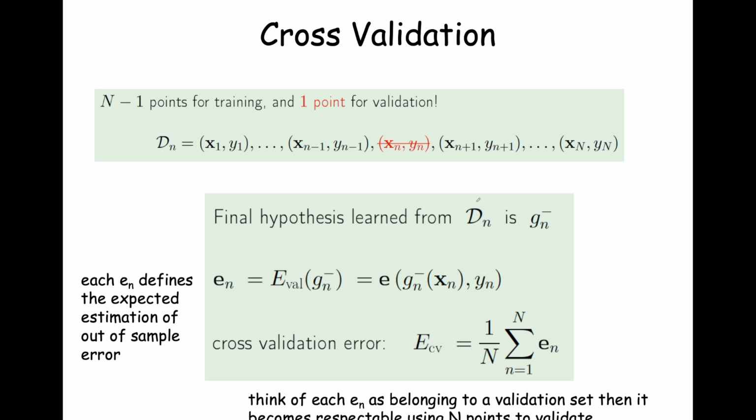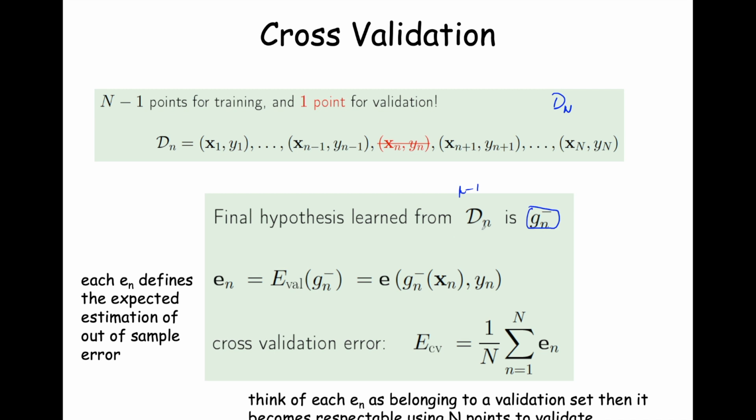And so we're going to have N of these data sets. We're going to have script D1, script D2, script D3, up to and including script D big N. And so we have these data sets, and that's how we make the train as large as possible. And so the final hypothesis learned from our limited data set D_n of size N minus 1, that's going to be g_n minus.